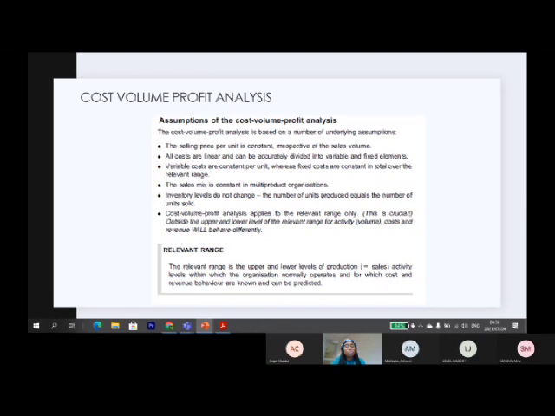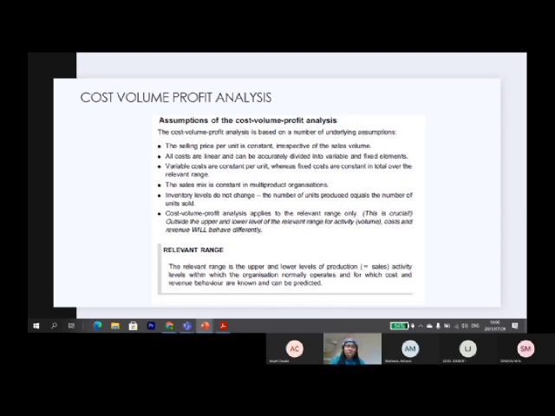Assumptions of cost, volume, profit. What are the assumptions of this tool that you're using? When you use this tool of CVP, one of the assumptions is that my selling price is going to be constant irrespective of the sales volumes. Meaning that if you are selling your t-shirts at 150, it's just going to remain 150 irrespective of how many t-shirts you sell.